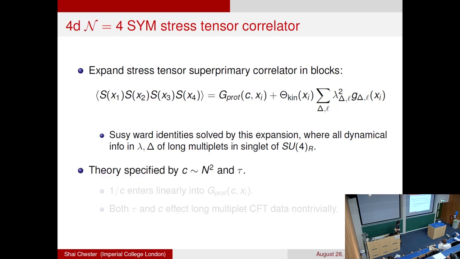The way you specify an N=4 theory is by the value of c, which is basically proportional to N squared, as well as the value of tau, which parameterizes the conformal manifold, because all N=4 CFTs have conformal manifolds. And so as long as you tell the theory what tau is and what c is, you have uniquely specified the theory, and all data is a function of tau and c.